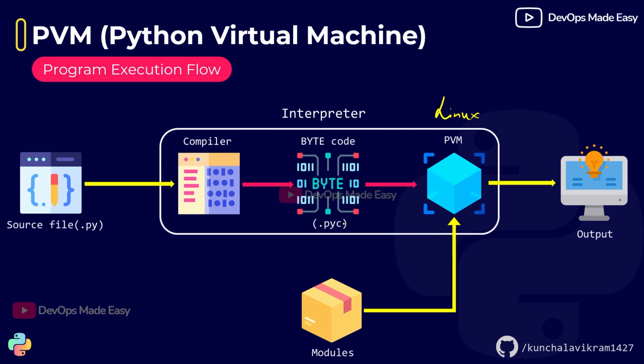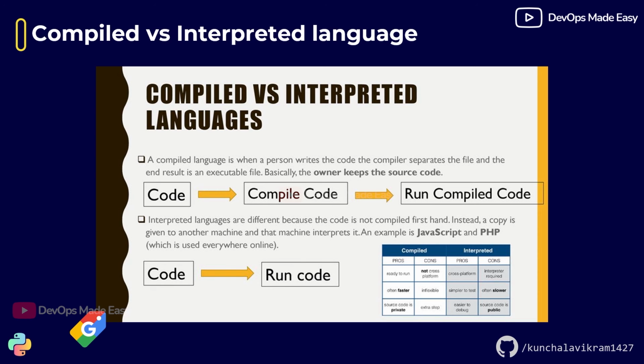In the same way, if you take the pyc files and run them in Windows, the Windows PVM can convert that bytecode into machine-understandable code. In short, this is the difference between compiled and interpreted languages.